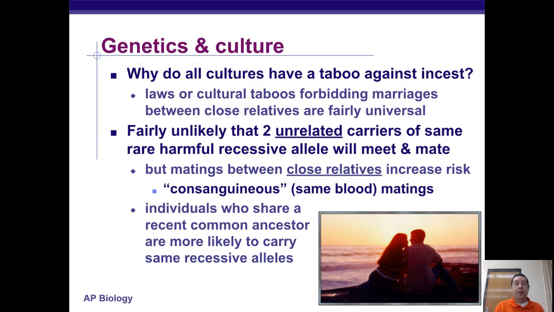Individuals who share a recent common ancestor are more likely to carry the same recessive alleles. And we saw this in the royal families of Europe back in those days when royal families were only allowed to marry other royals. That gene pool got very, very small. And so you tended to be marrying people that you were somewhat related to. And we saw these recessive diseases happening more often in individuals of these royal families. We see the same thing today in groups like the Amish, or people that typically only marry within their group.